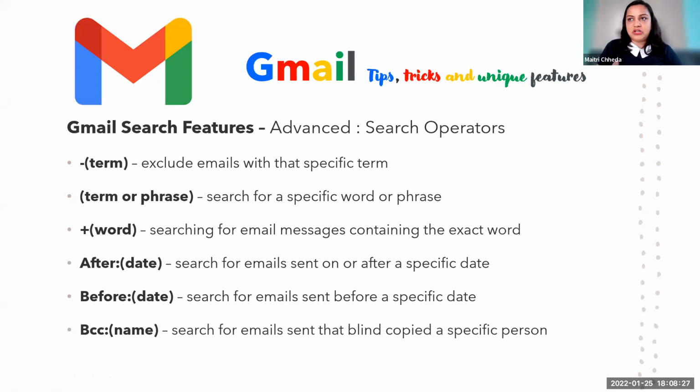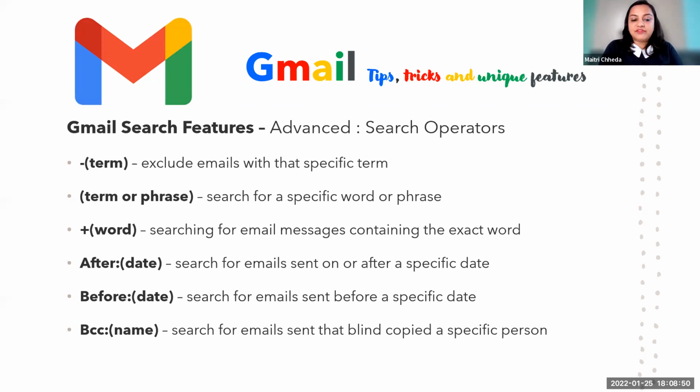If you say that I want all the emails from a specific person, but it should not include this word, that is how your search will turn up. Then you have a general search, you just put in that phrase and you search. Then you have a plus sign. Plus sign would mean that it has to contain that exact word. If that word is not there, skip that email.